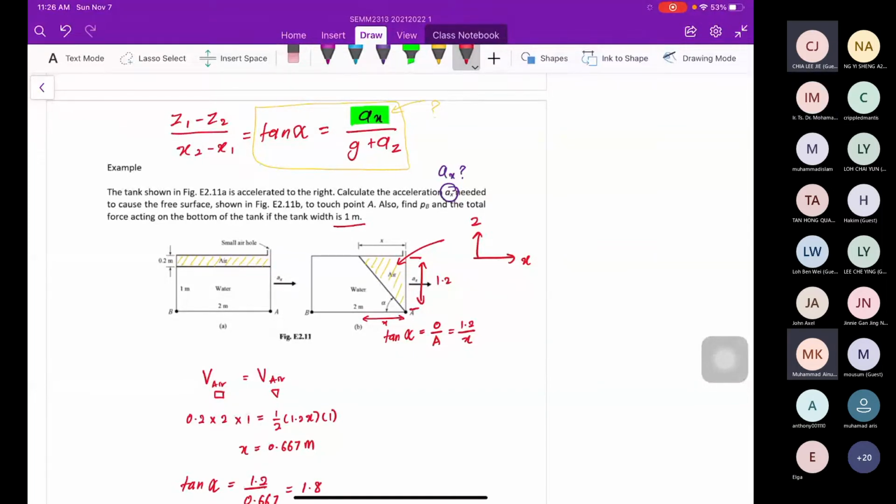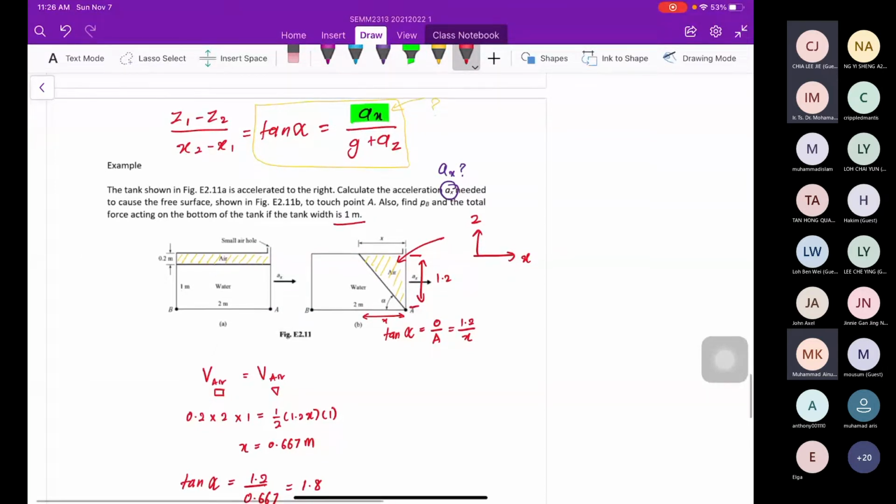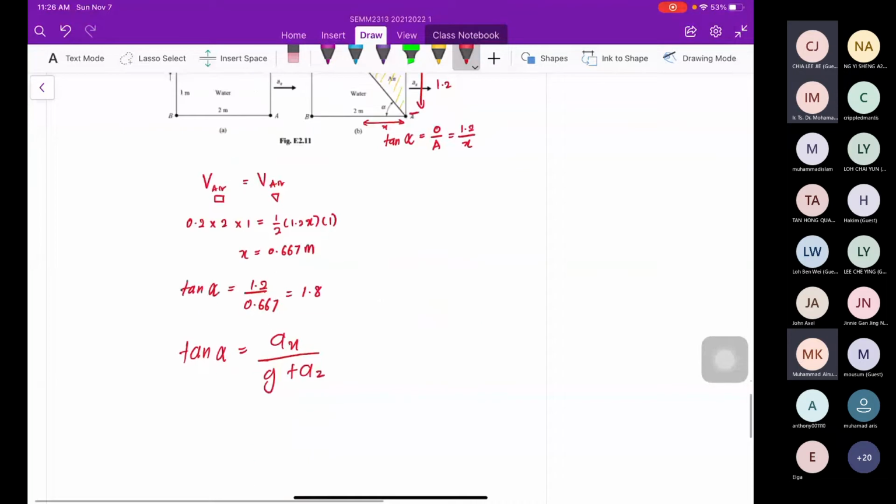What do you think of az? 0. When there is no motion, az is also 0. Clear? So there is no motion in the z direction. We can cancel out az, because az is 0.